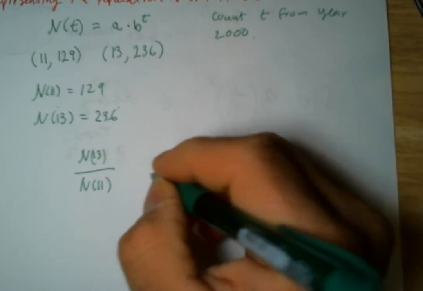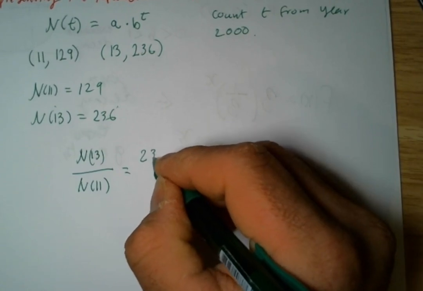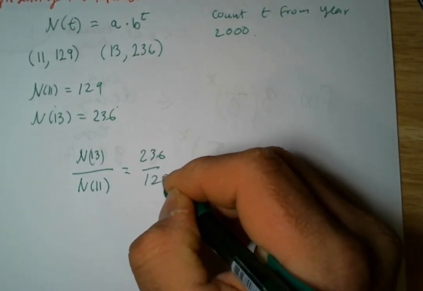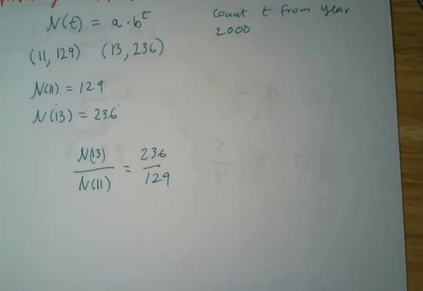And then you'll see why I chose to do this. So I know what these are equal to. This is 236. This is 129. These both, I believe, can be divided by 3. Let me see, 236 divided by 129. Let me get that in lowest terms. Oh, no, never mind, not divided by 3. So that is in lowest terms.